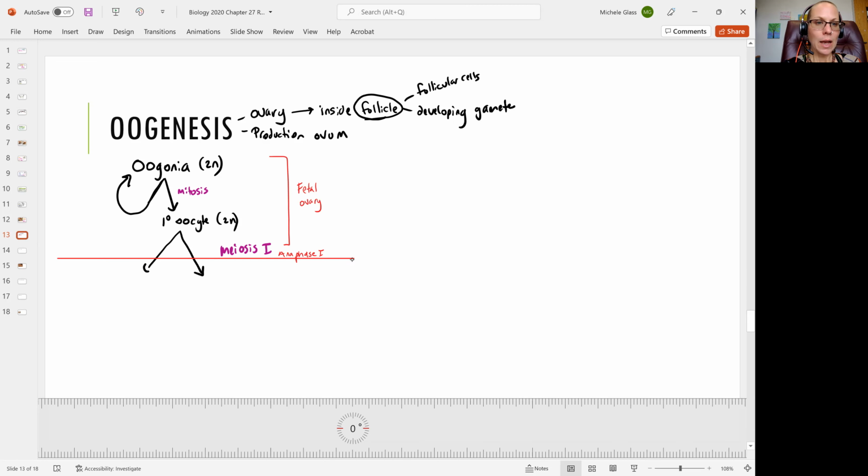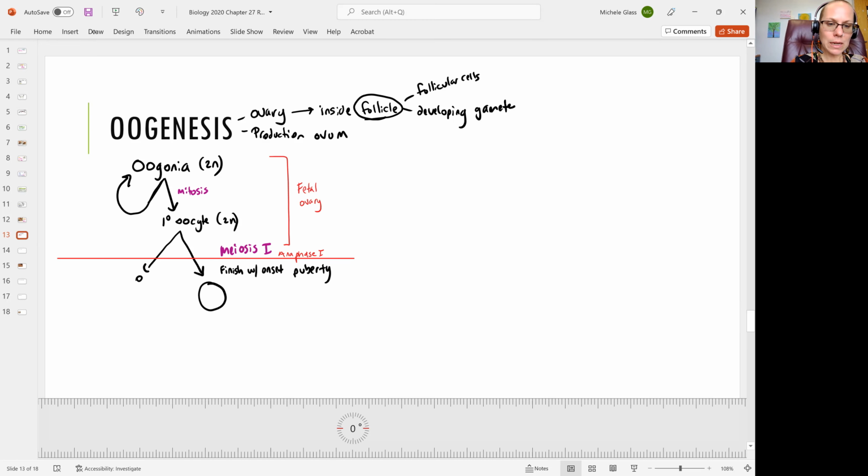Okay? And then what we see happening is we finish with the onset of puberty. So these cells have been essentially frozen in anaphase 1 from birth until maybe 10 years old, 11 years old, 12, 13, 14, 15, 16.